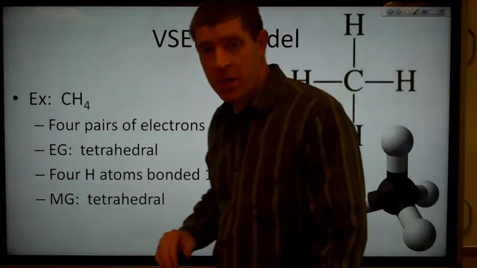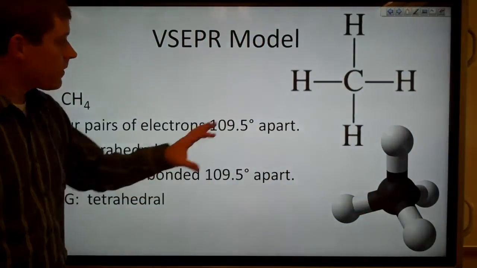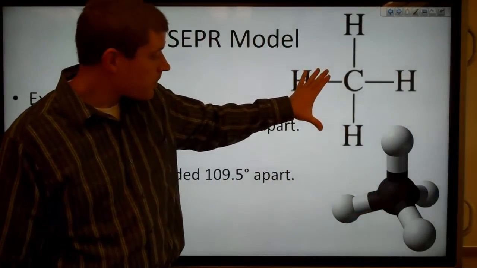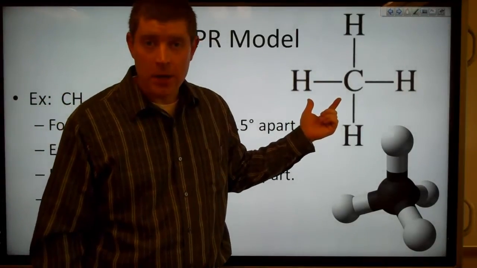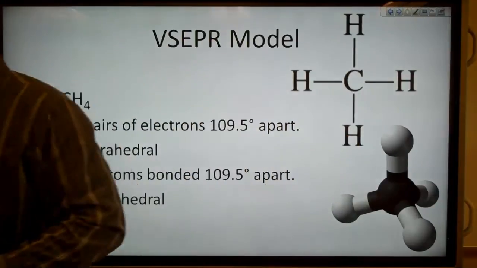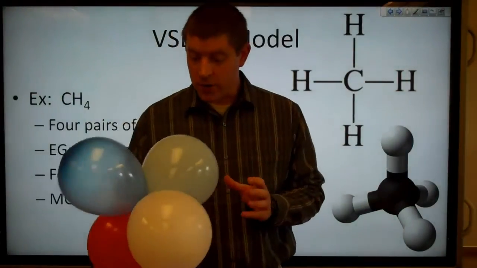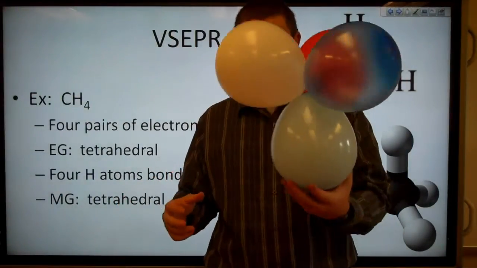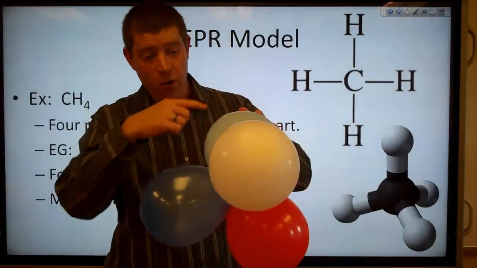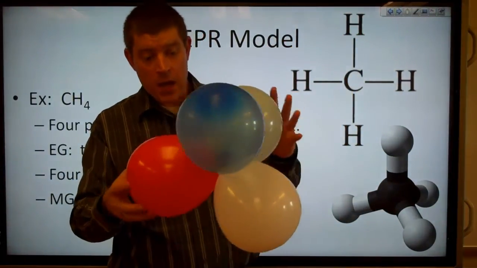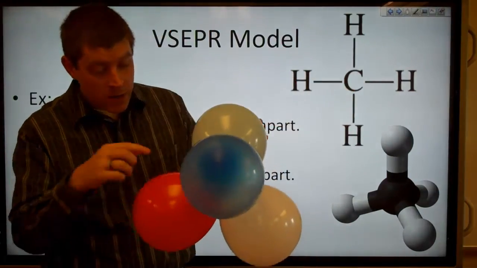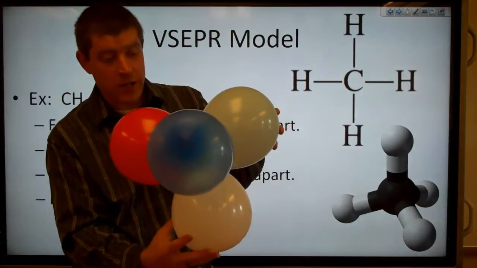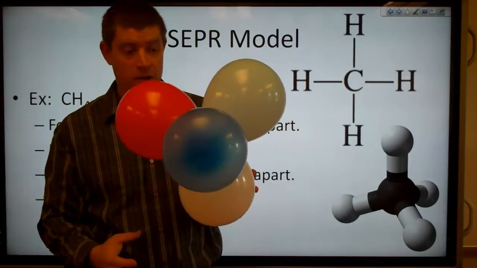So now let's look at methane. Methane is CH4. We've got a structure that looks something like this. So we have 4 regions of electron density around the carbon. So now we will have a structure that looks something like this. We have 4 balloons, now representing the 4 regions of electron density. In the middle, we have our carbon nucleus. And around that carbon nucleus we have 4 regions of electron density that are all mutually repelling each other.